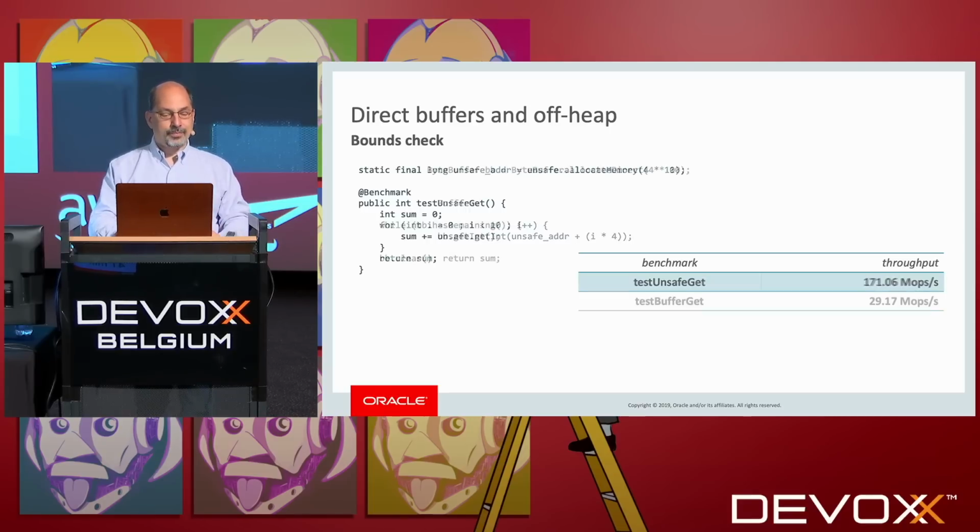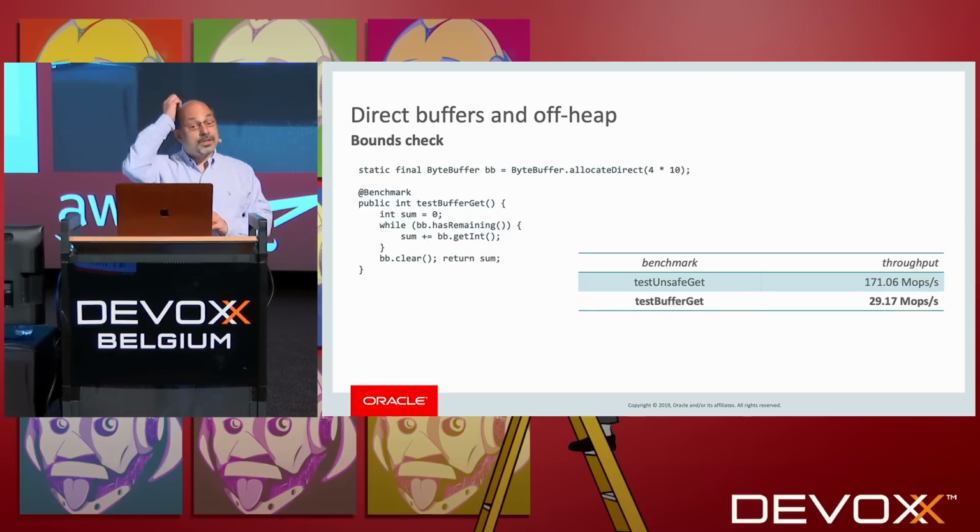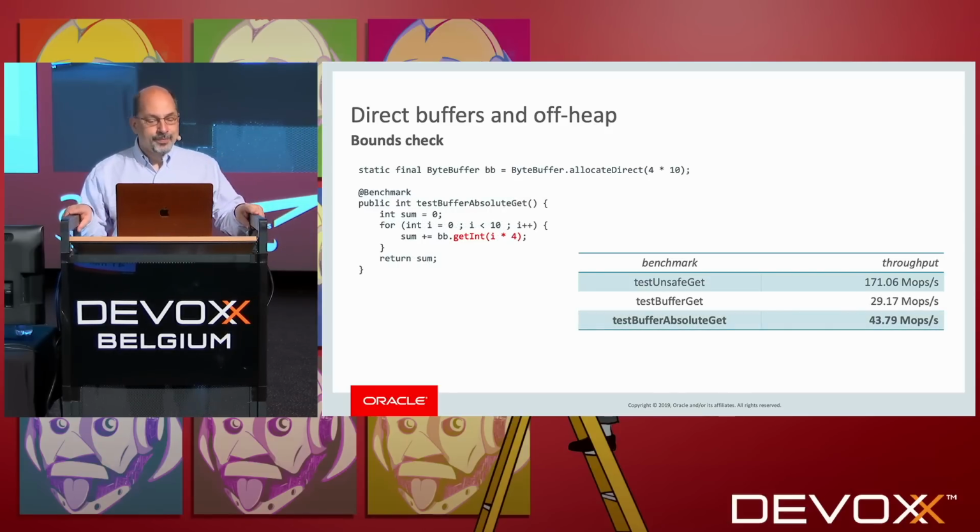Let's compare that to doing a similar thing with ByteBuffers. So here's the equivalent program with a direct byte buffer. We've allocated a byte buffer, and then we loop through saying, do you have more data? If so, get me that int value, and we'll add them up. And what we see is the throughput is considerably worse, a factor of 6 worse. So that's not so encouraging. Let's see what else we can do to speed this up.